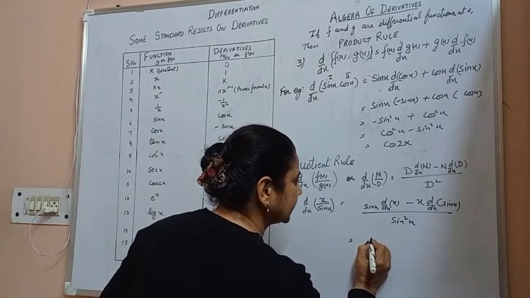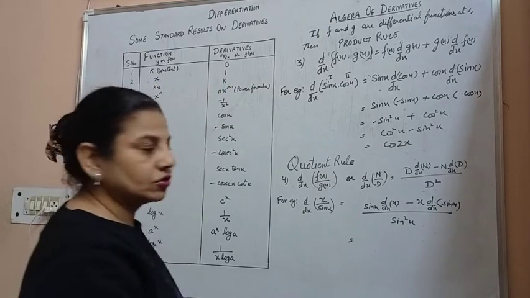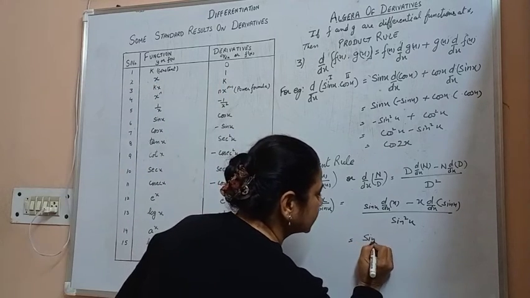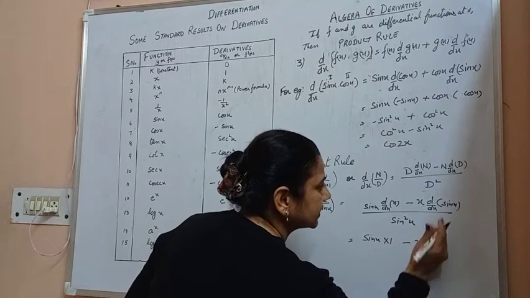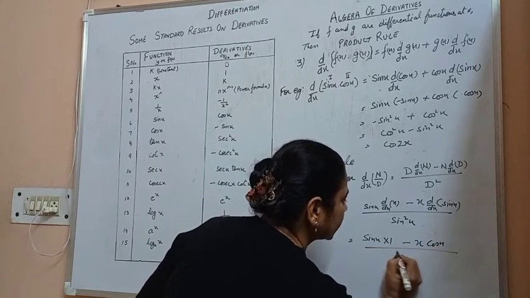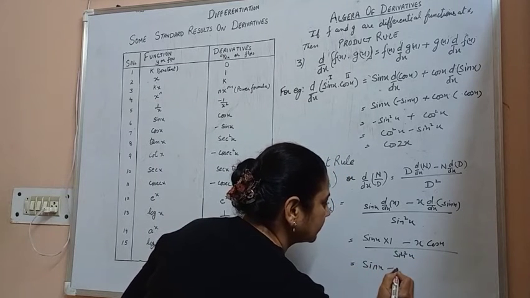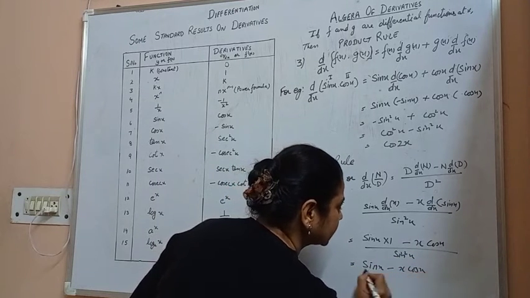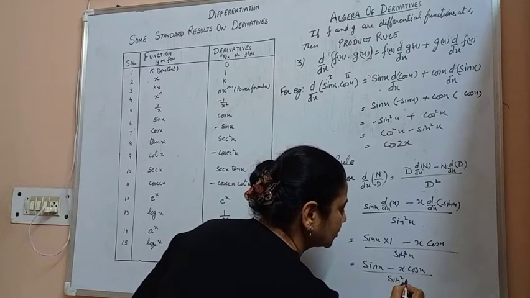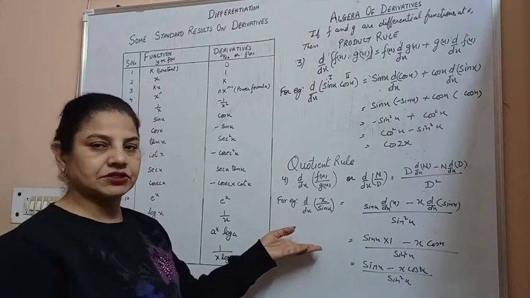So this gives me the result as, we know that derivative of x is only 1. So we write it here as sin x into 1 minus x, and derivative of sin x is cos x, cos x upon sin square x. So you have sin x minus x cos x upon sin square x is the derivative of the given function when it is given in the fraction form.